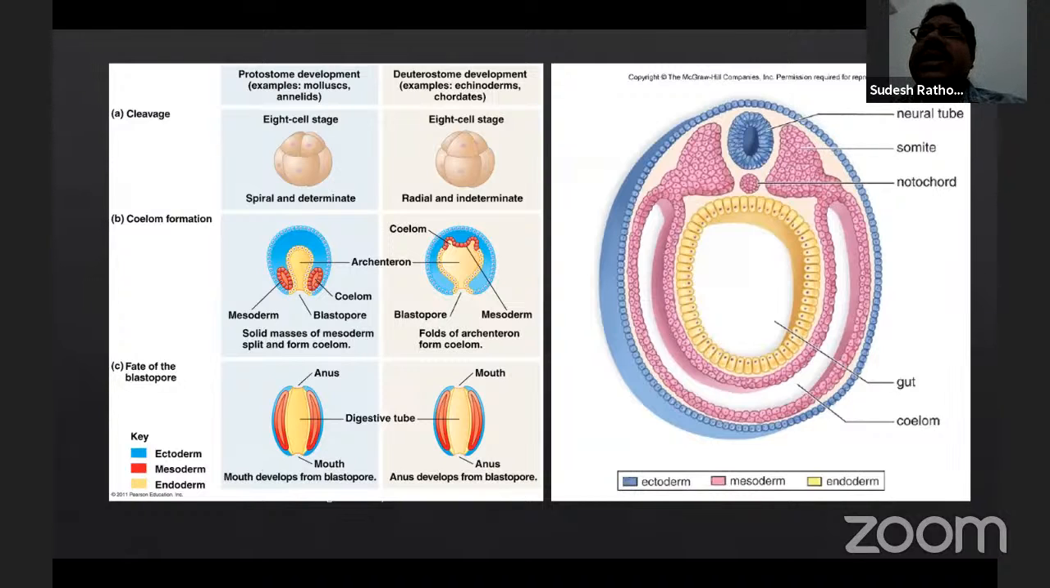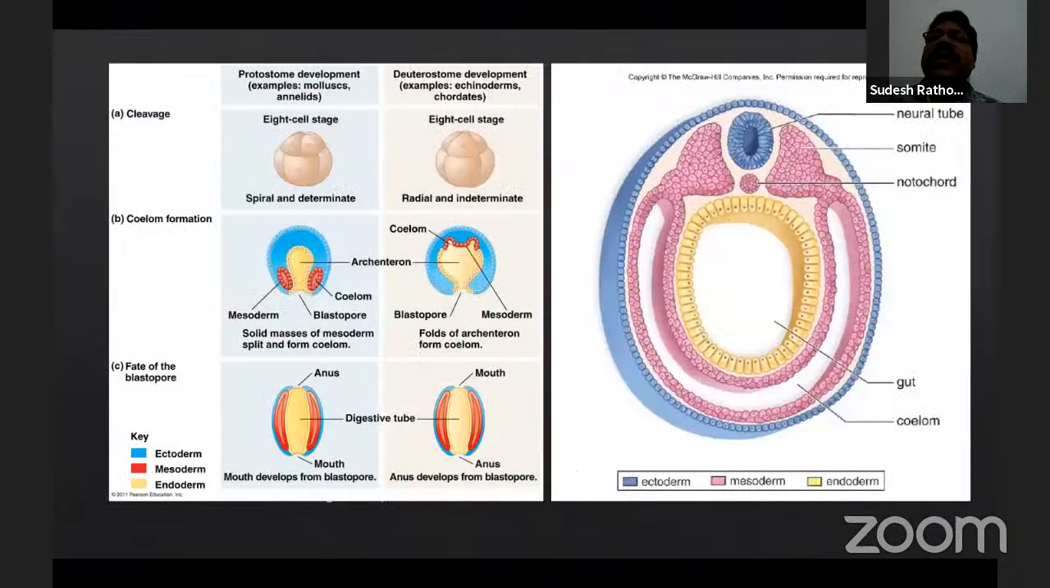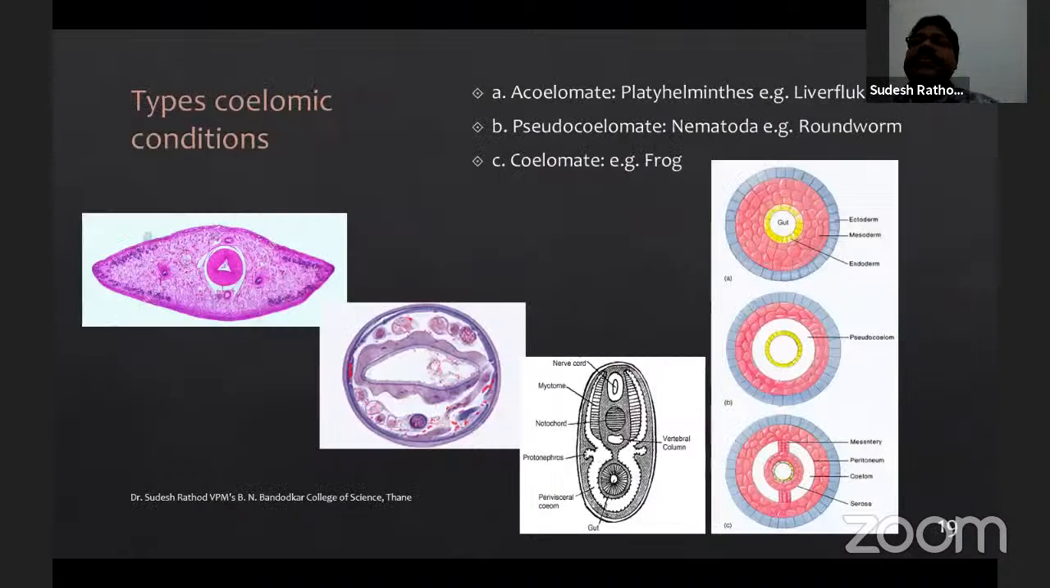Deutero means next, duplication, or second formation. Because of that, deuterostomes are highly developed organism as compared to protostome. And this deuterostome and protostome are often used in taxonomy. Next figure. Next slide, please.